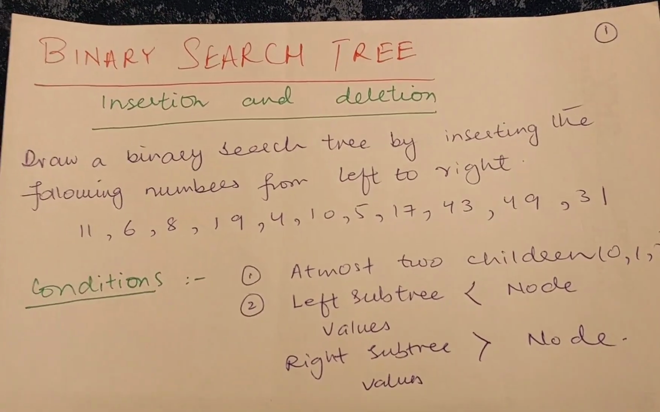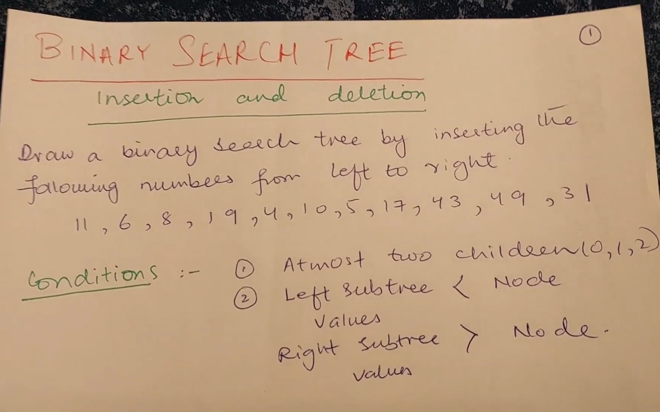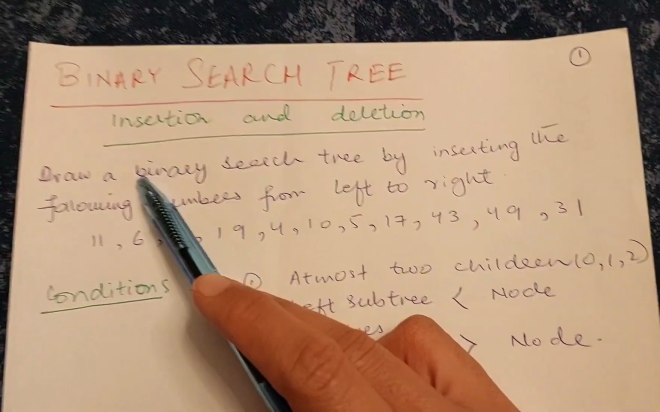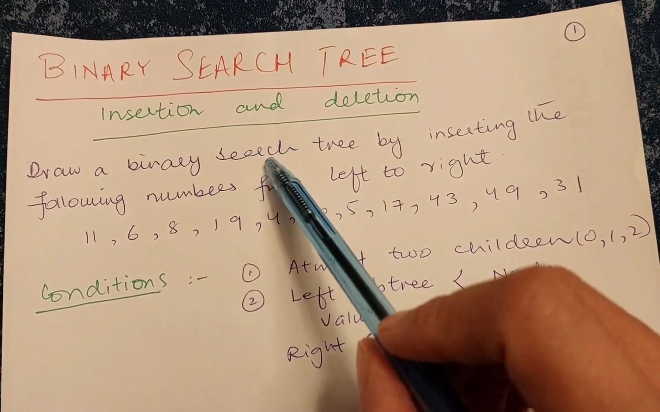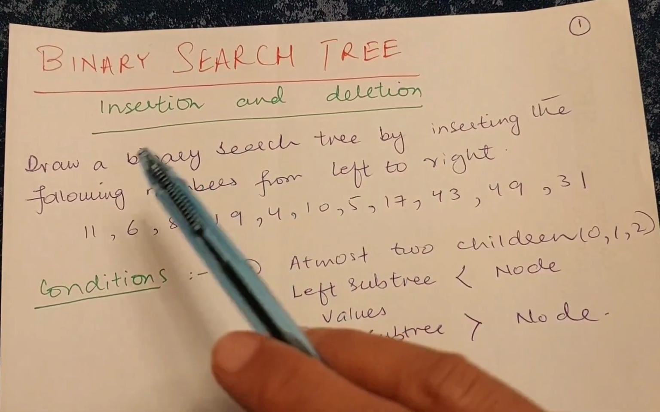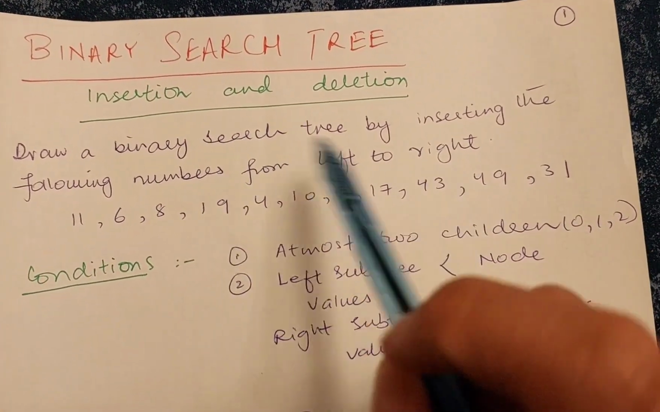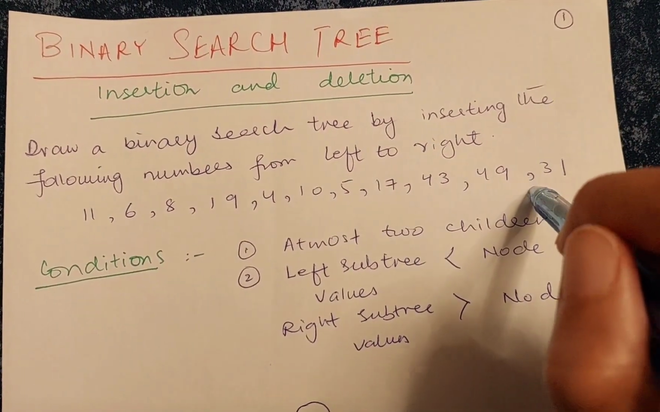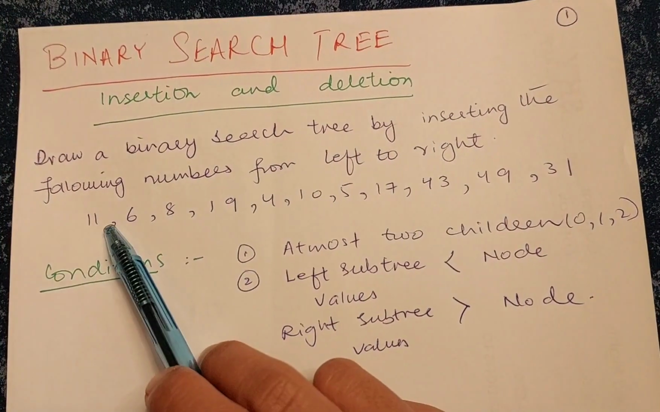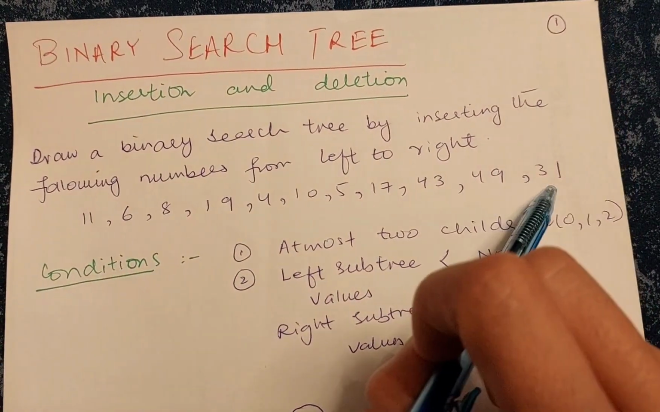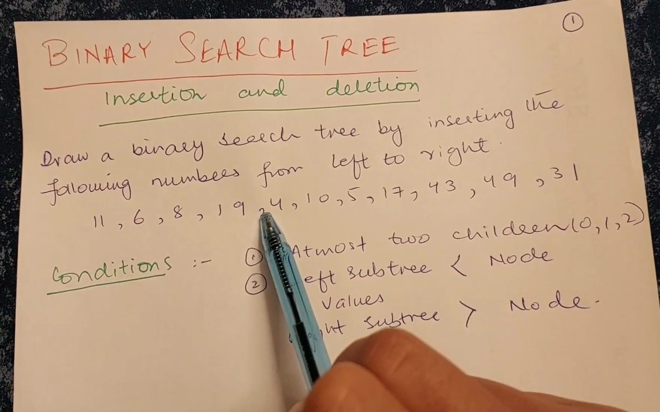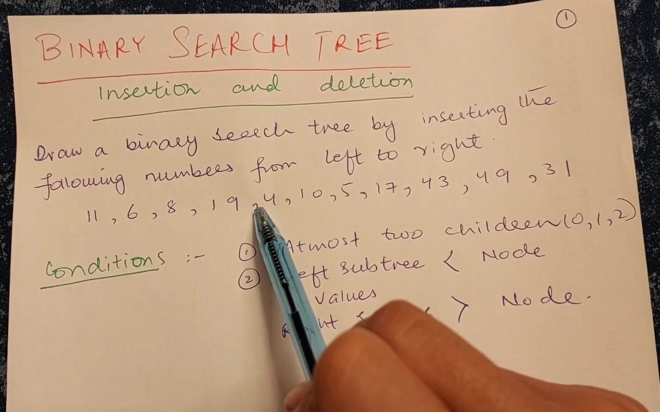Today we are going to study about binary search tree, and we will do an example to understand how we do insertion and deletion in binary search tree. So we are given a question in the exam that we have to draw a binary search tree by inserting the following numbers from left to right. These are the numbers given to us, and we have to start from the left and go towards the right, inserting them one by one into this binary search tree.